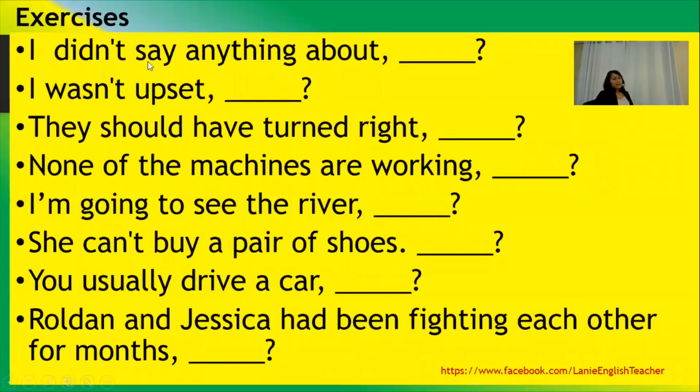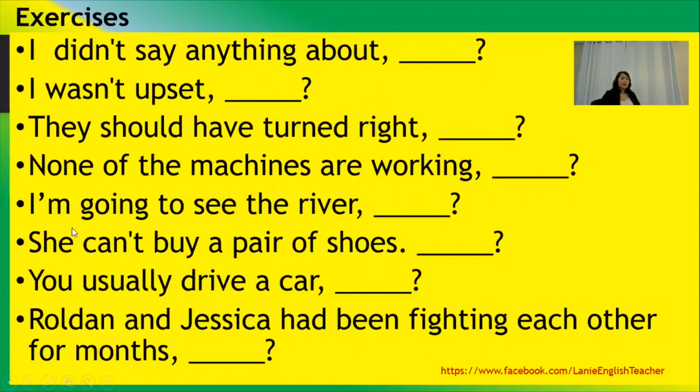I didn't say anything about. So all you have to do is to make tag questions for the following sentences. So that's number 1. For number 2, I wasn't upset. Number 3, they should have turned right. Number 4, none of the machines are working.